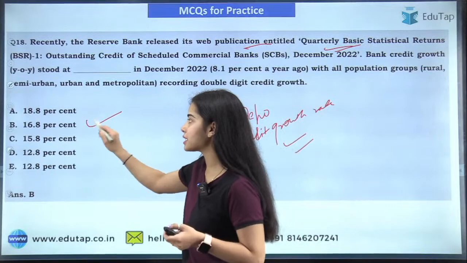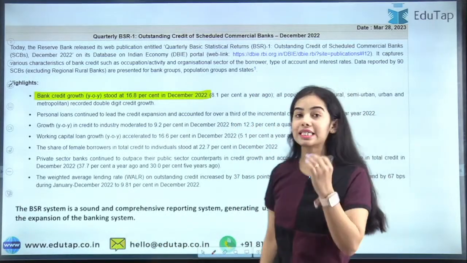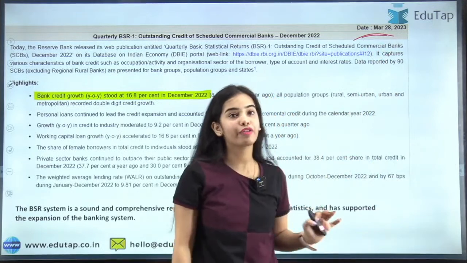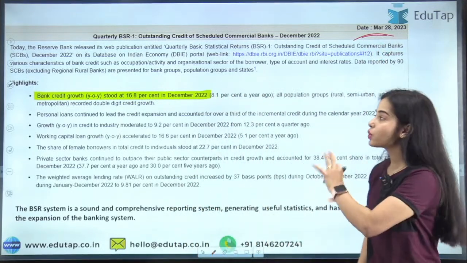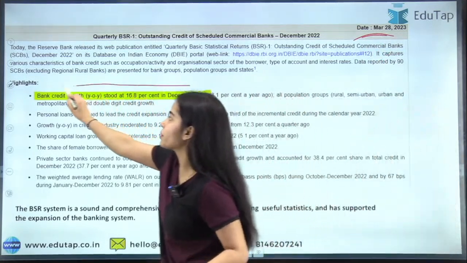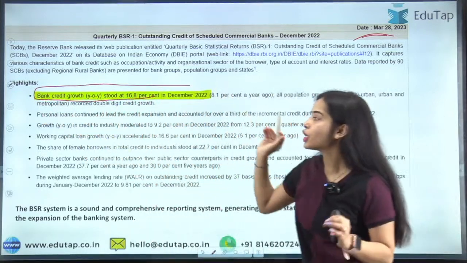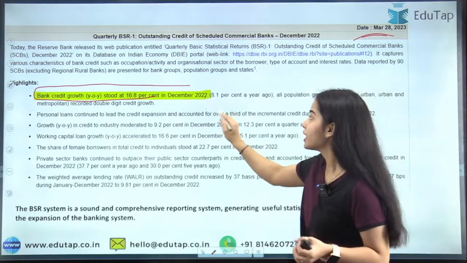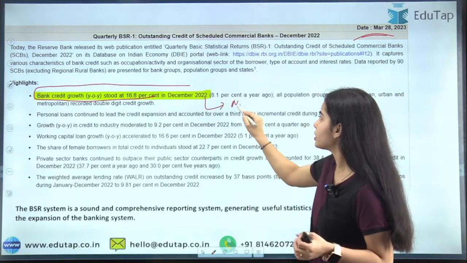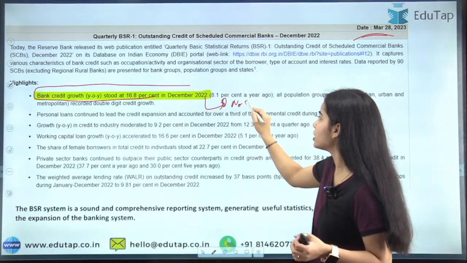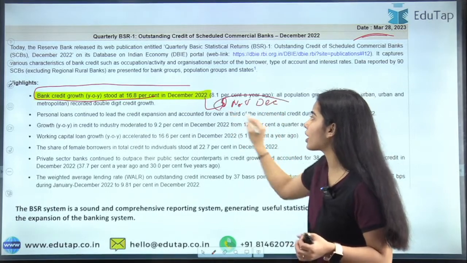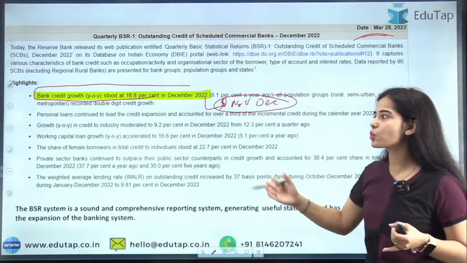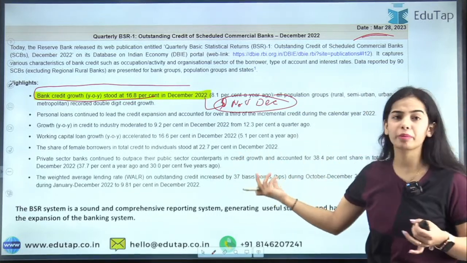So here the right answer is 16.8%. Recently, on May 28th 2023, this notification was released. Here you have to remember that bank credit growth stood at 16.8% in December 2022, that is for the quarter of October, November, December 2022. Now here the personal loans, the women loans, share of female borrowers.